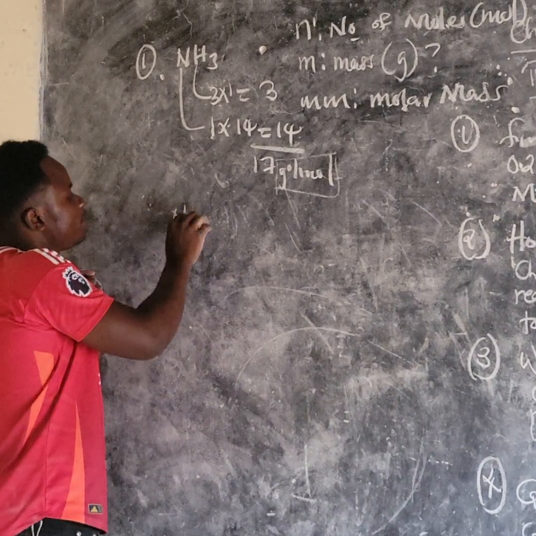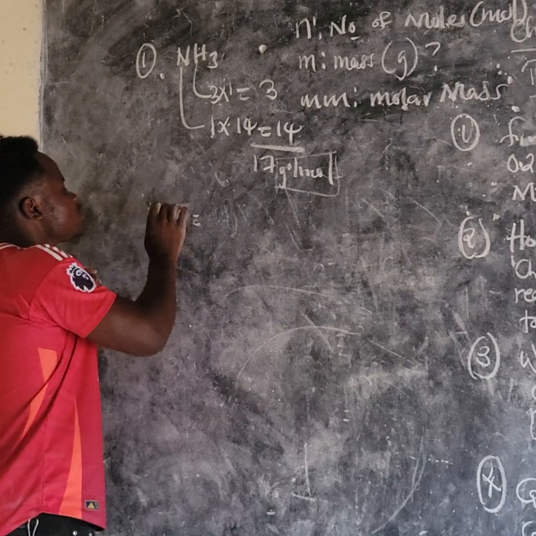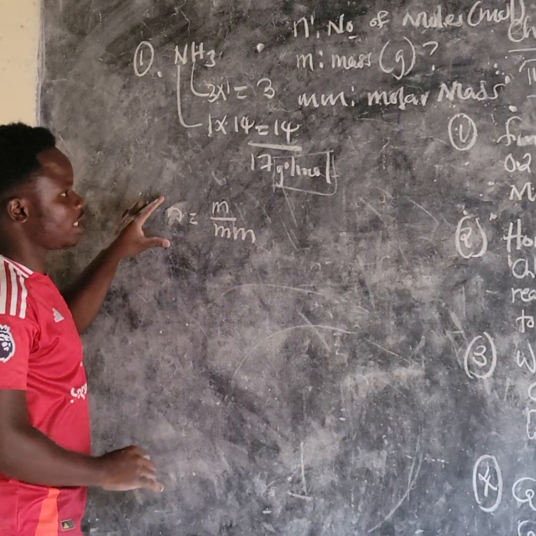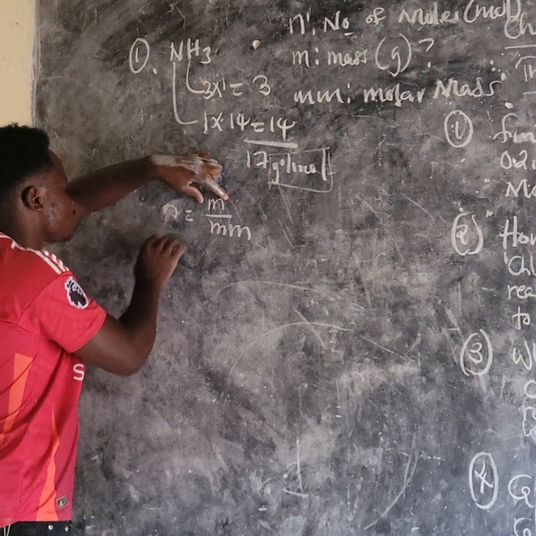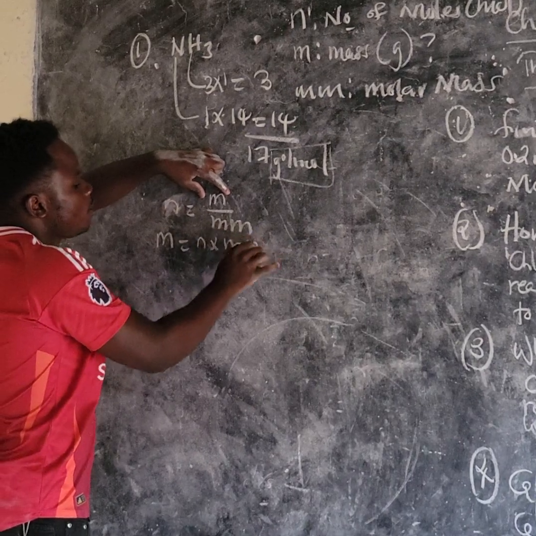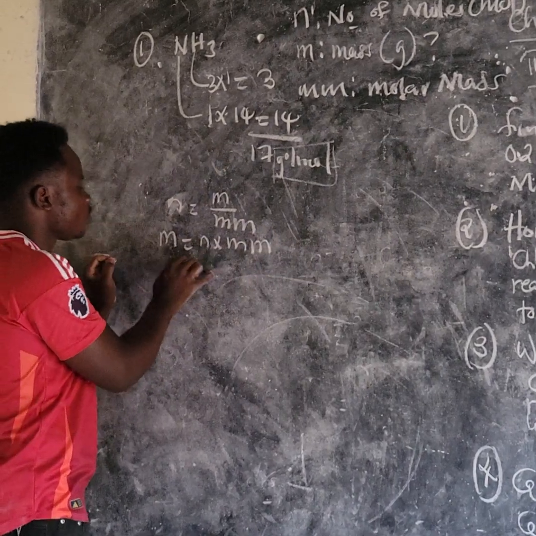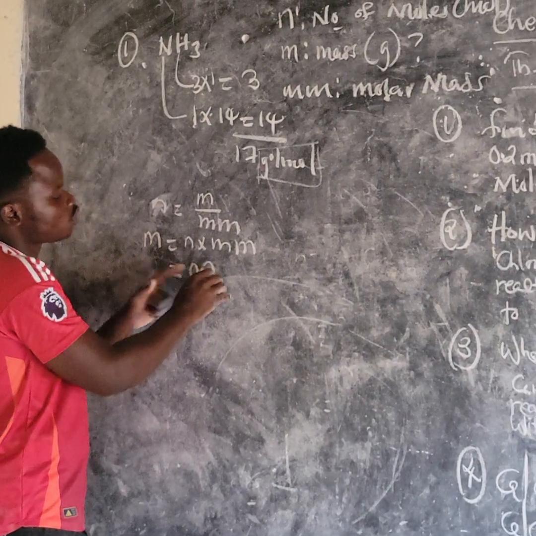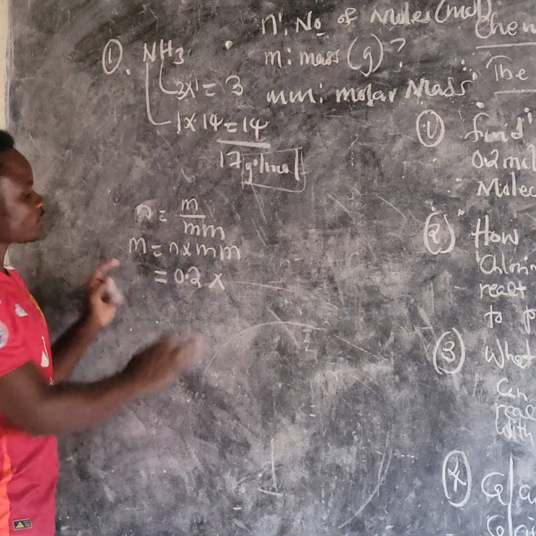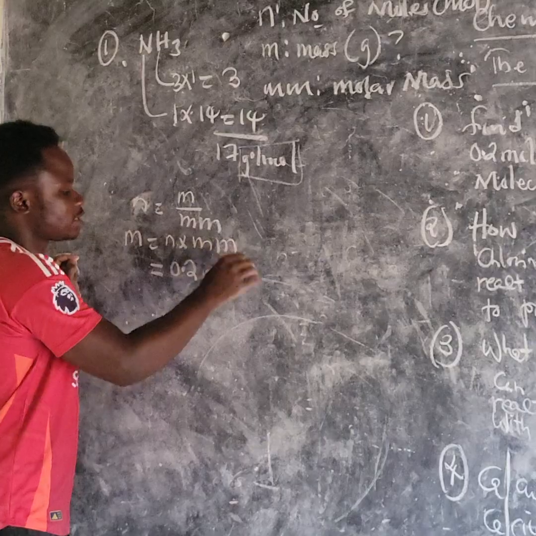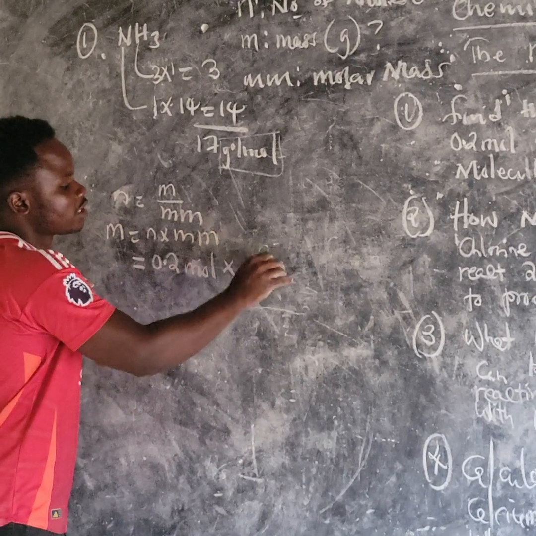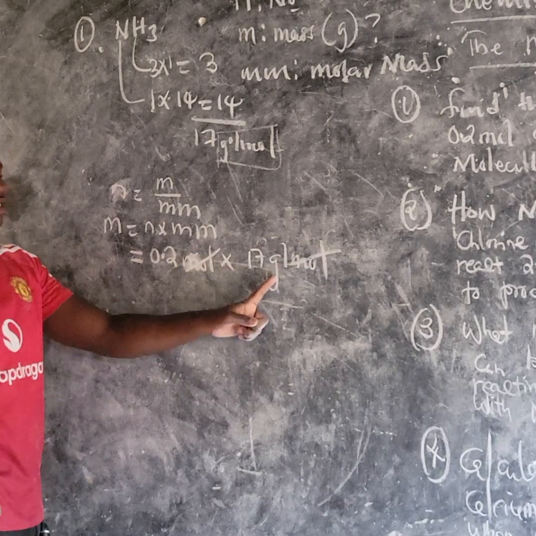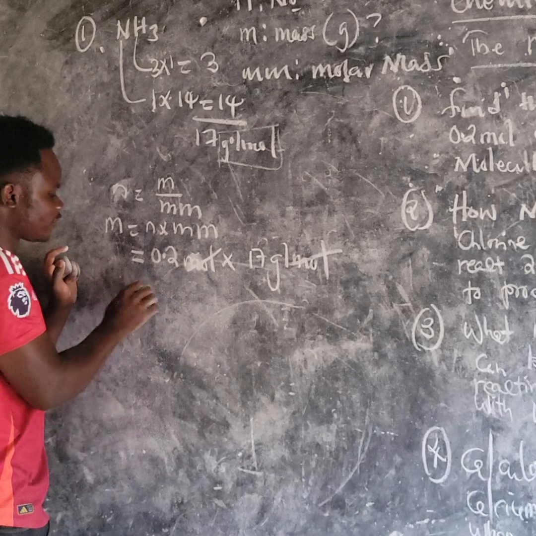The formula is the number of moles, n, is equal to mass over molar mass. What we have been asked to find is mass. So mass is equal to number of moles multiplied by molar mass. The number of moles we've been given is 0.2, multiplied by the molar mass, 17 grams per mole. So we cancel the mole, and we remain with grams.